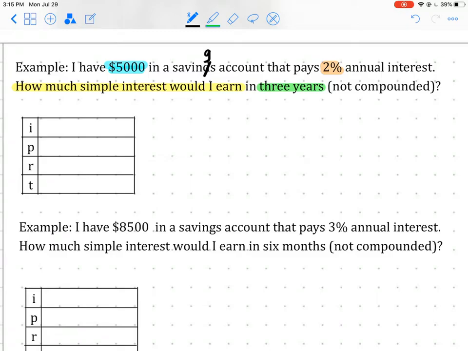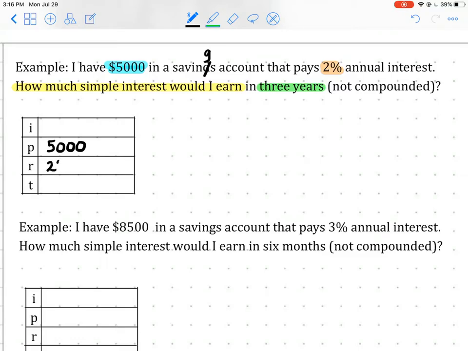So here's what I need to do. I need to take the pieces that I have marked and put them into my little variable box here. The $5,000, that's the lump sum. That's principal. That's probably the easiest one to spot. It's a big sum of money.